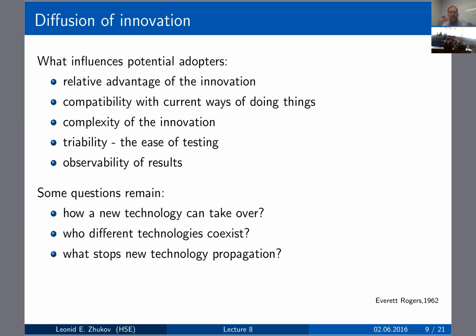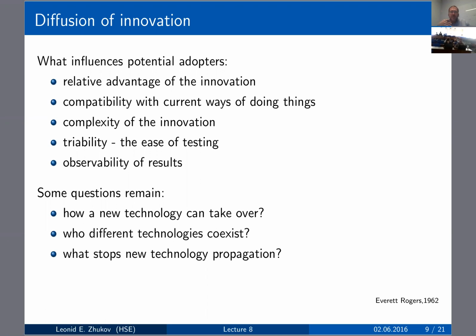And the adoption of the new technology, of course, depends on a lot of variables, right? It depends on relative advantages. If the new technology, the innovation, gives you a lot of advantages in terms of business convenience, price. Then it's also the big question of how compatible it is with current ways of doing things. The complexity of the innovation, the possibility to do trial testing, et cetera.